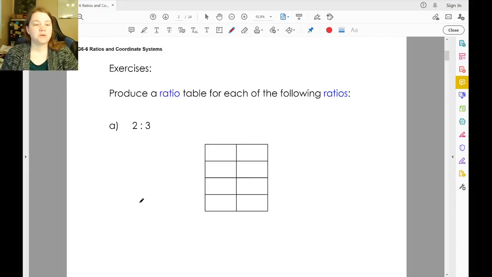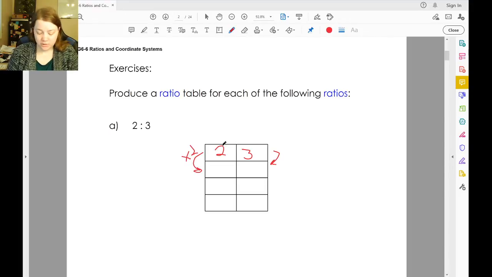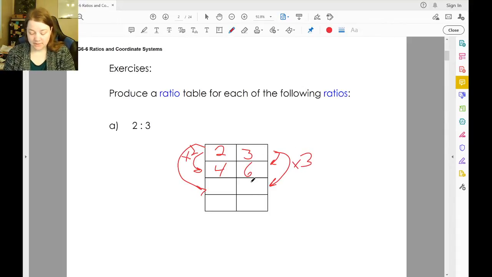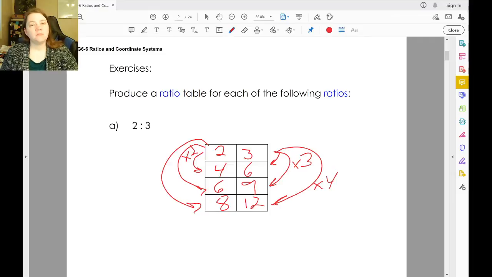So they want us to produce a ratio table for the given ratios. So we have the ratio 2 to 3. Now when I multiply 2 and 3 by 2 on both sides, 2 times 2 is 4, 3 times 2 is 6. When I multiply both sides by 3, 2 times 3 is 6, 3 times 3 is 9. And then when I multiply both sides by 4, 2 times 4 is 8, 3 times 4 is 12.